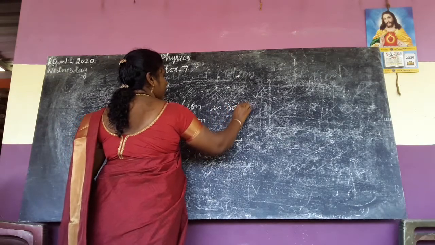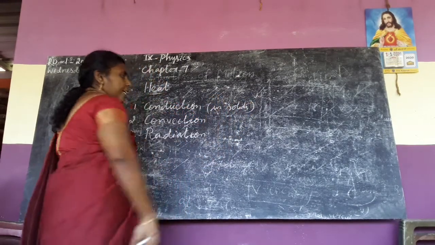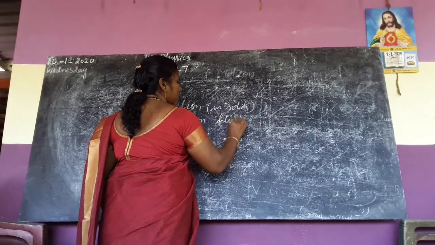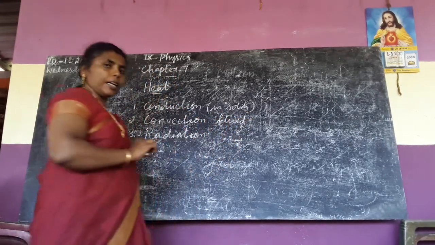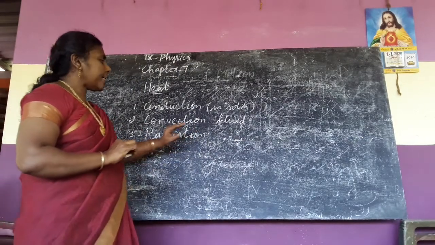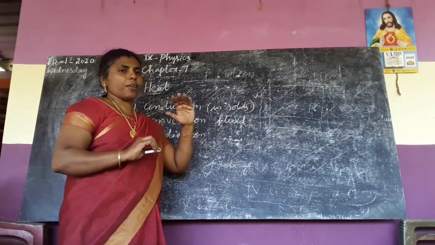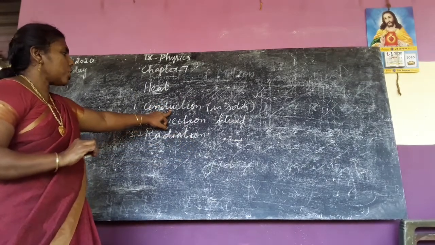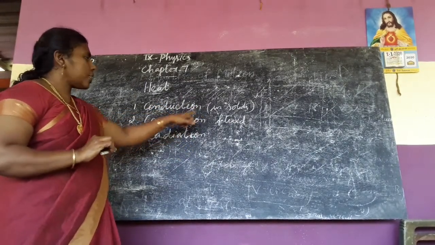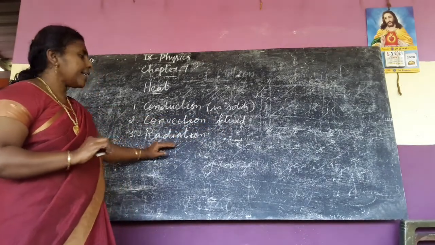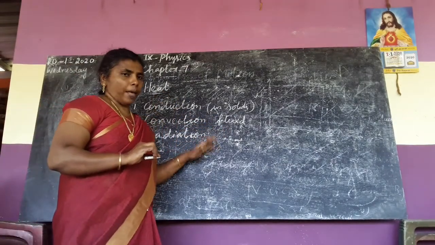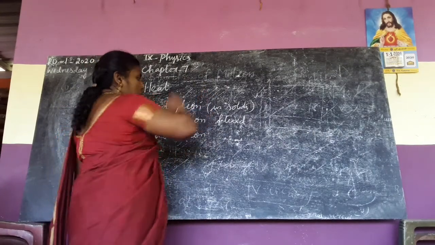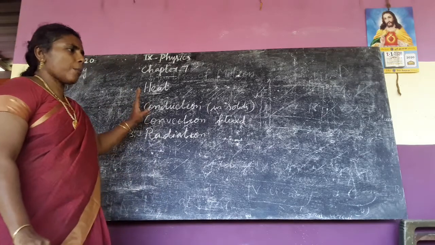Conduction takes place in solids. Convection takes place in fluid. Fluid means liquid. And radiation takes place in the form of electromagnetic waves. So conduction takes place in solid, convection in fluid, and radiation as electromagnetic waves. So first we will learn about conduction. What is one example for conduction?